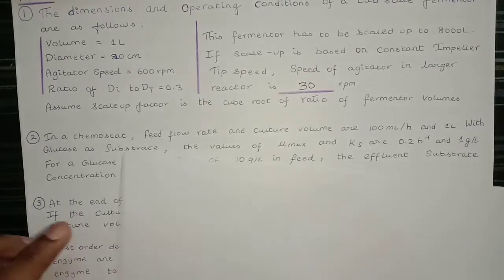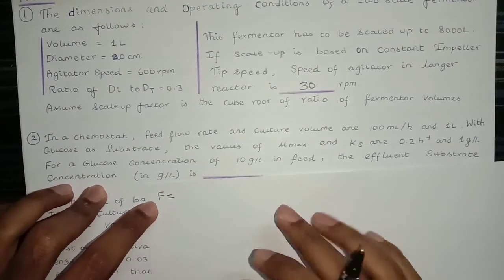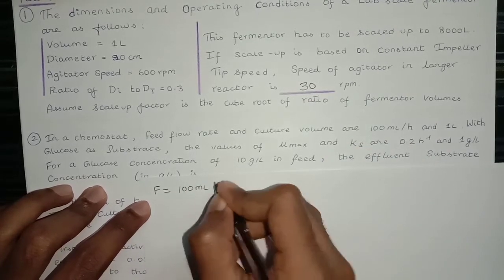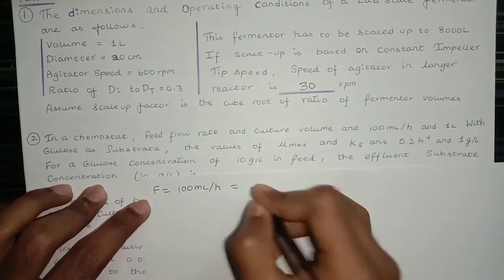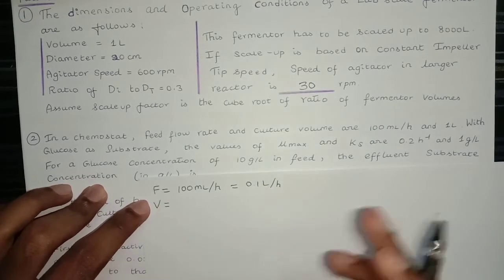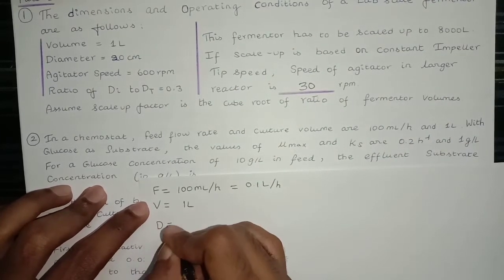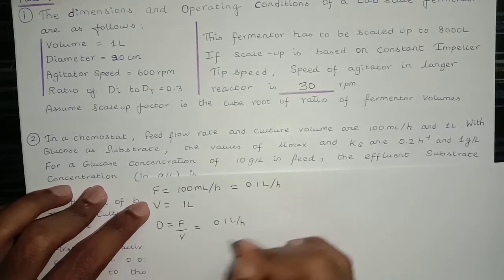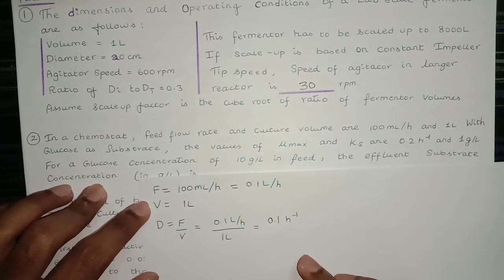We have been given the feed flow rate, say F is equal to 100 ml per hour. Let's write in consistent units, say liter, so 0.1 liter per hour, and the working volume or the culture volume is 1 liter. We define something called the dilution rate, D is equal to F by V. So F is 0.1 liter per hour divided by 1 liter. So 0.1 per hour is the dilution rate.